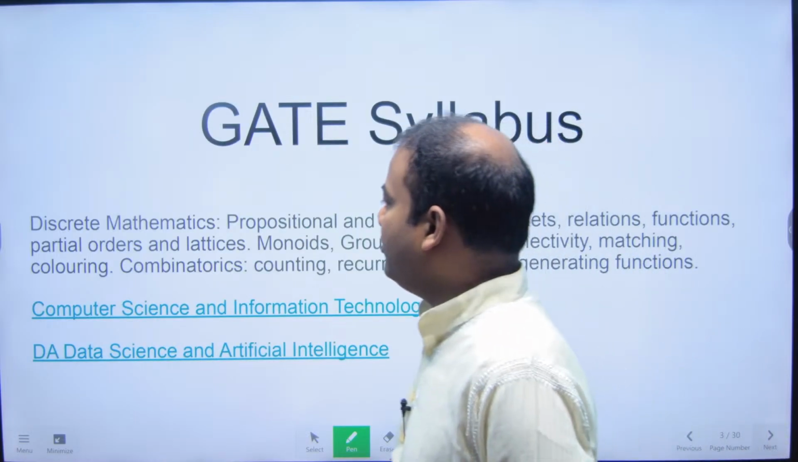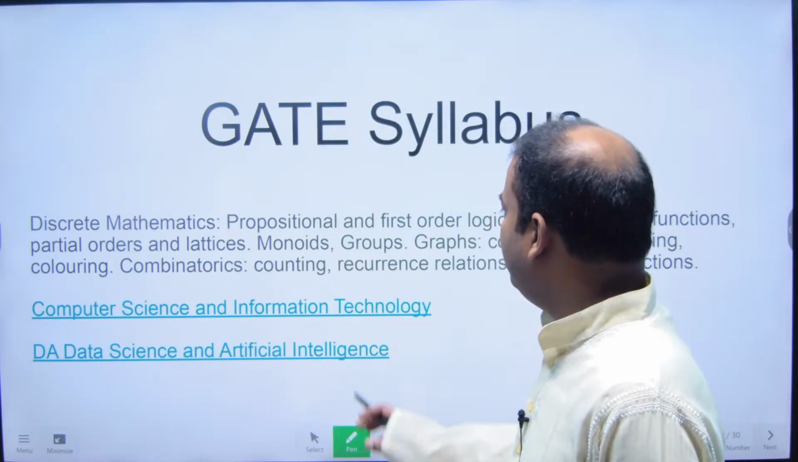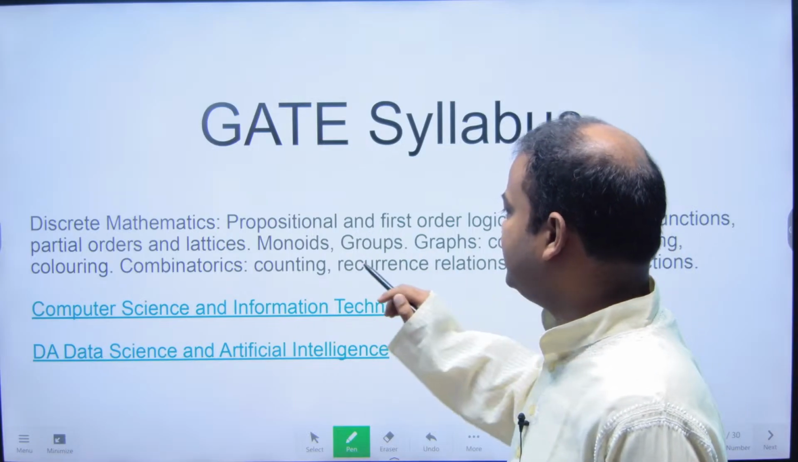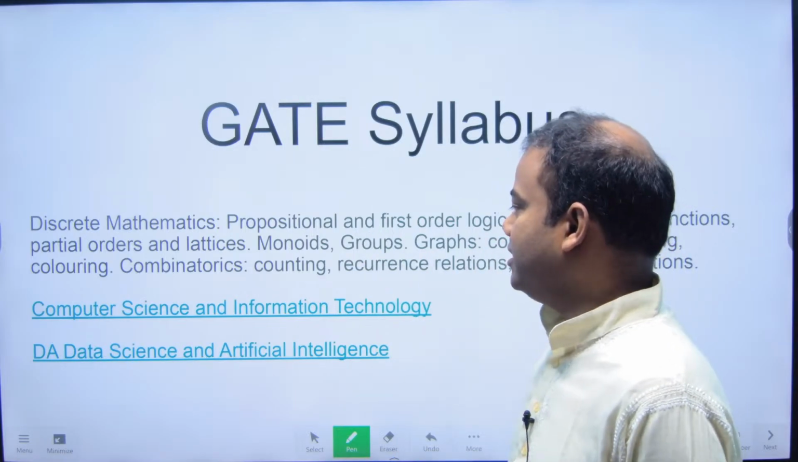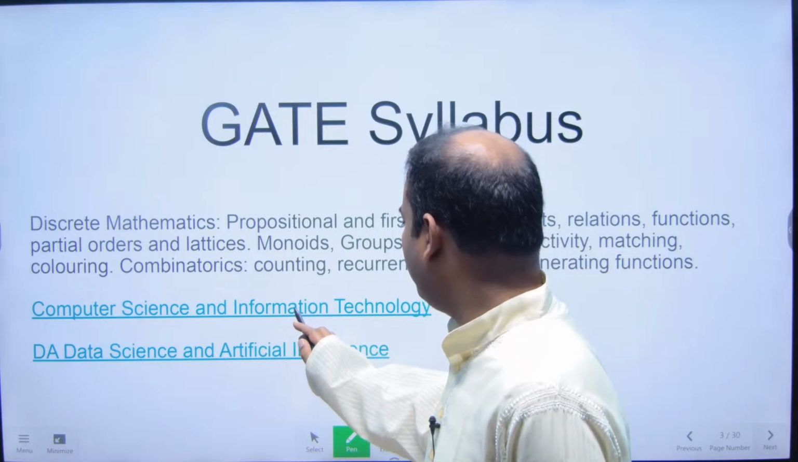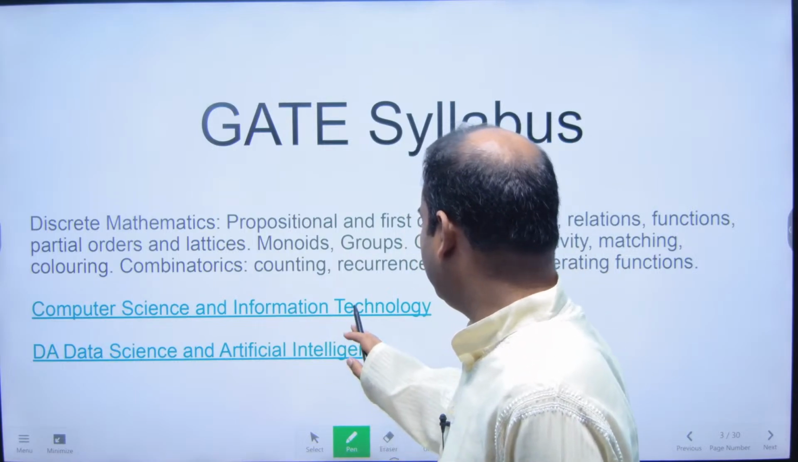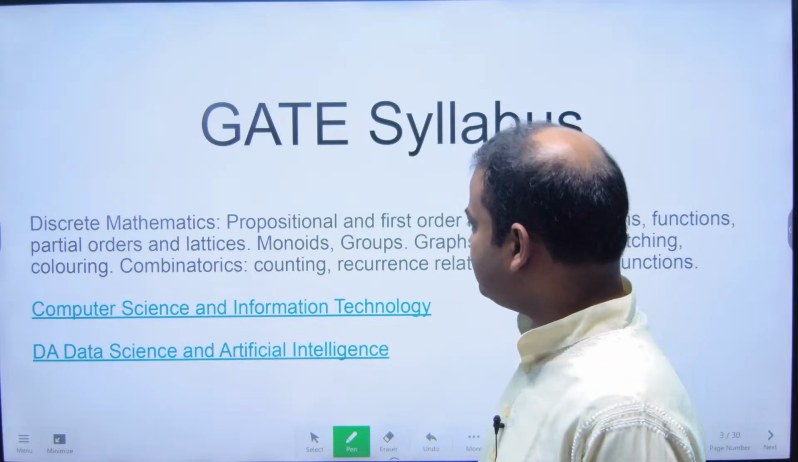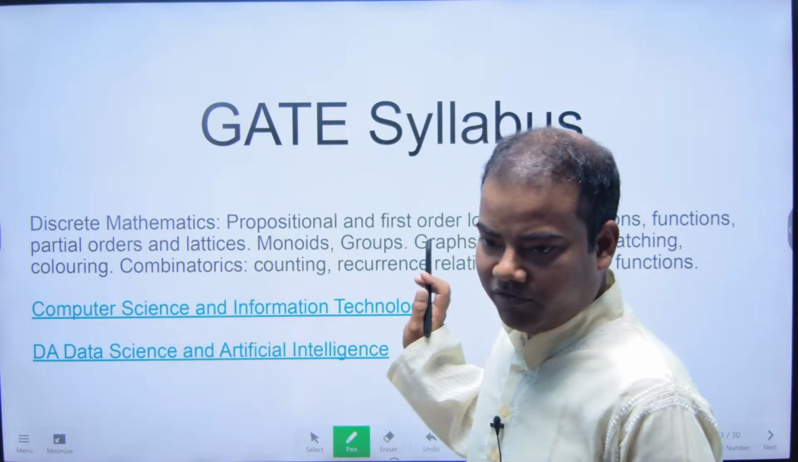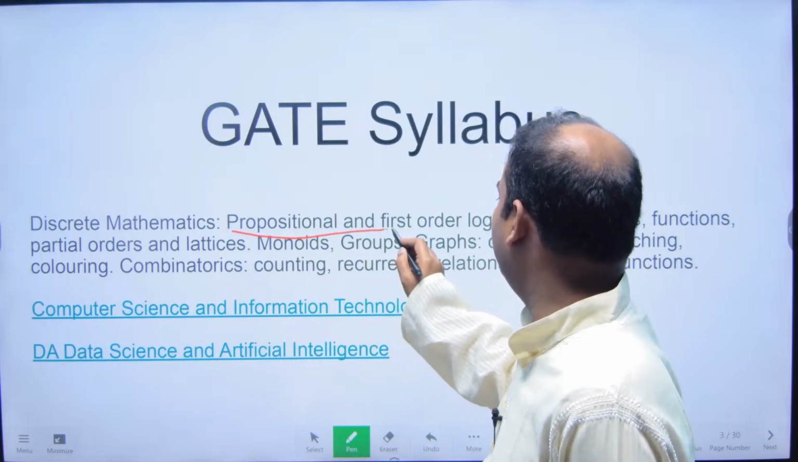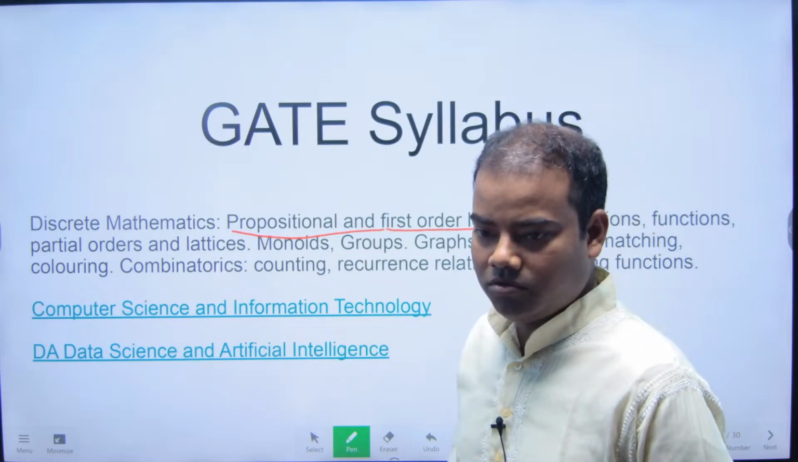So what is the syllabus of discrete maths? Proposition and first order logic. After that, set, relation, function. These are in the second topic. So if you see the syllabus, okay, this is part of the syllabus. So today I will focus on proposition and first order logic. Okay.